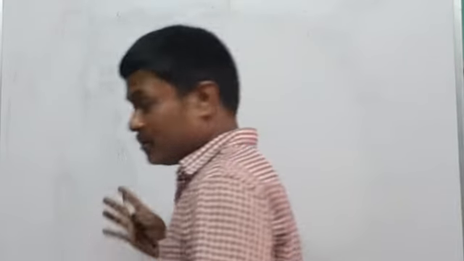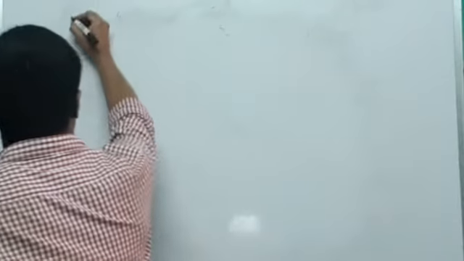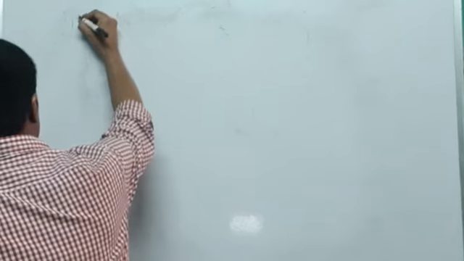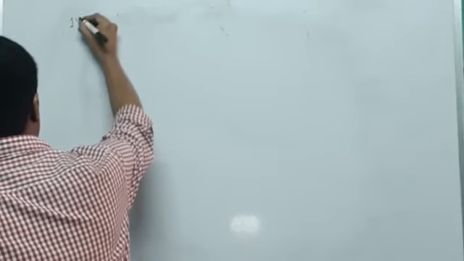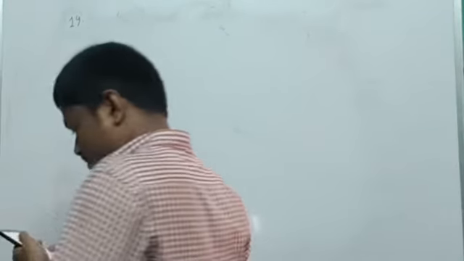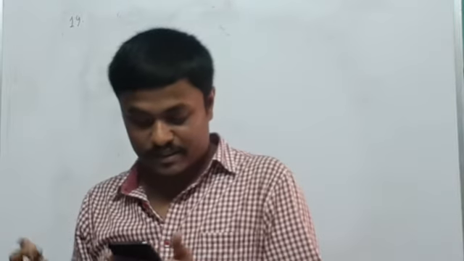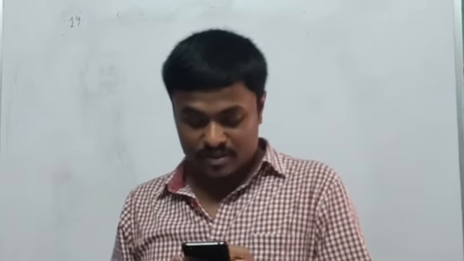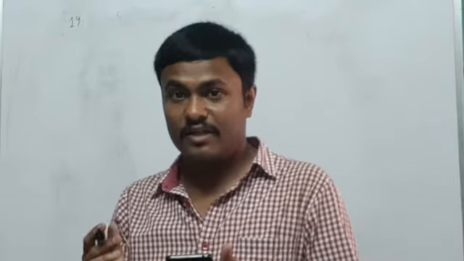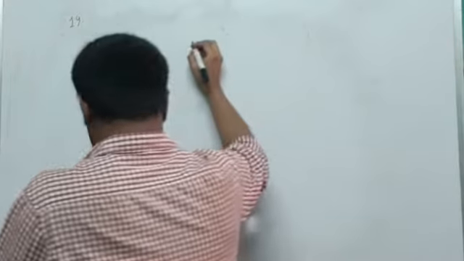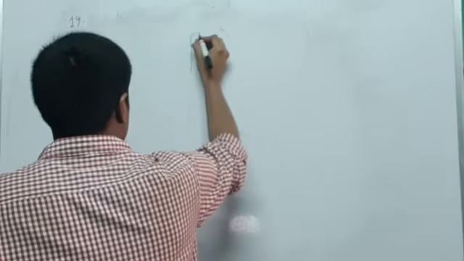Let's now move on to the next problem. Problem number 19. This problem states that a beam of unpolarized light of intensity I naught falls on a system of 4 identical linear polarizers. So let me draw the configuration.